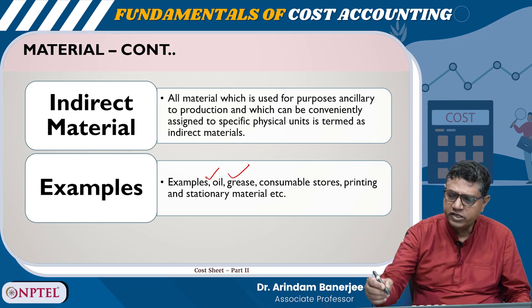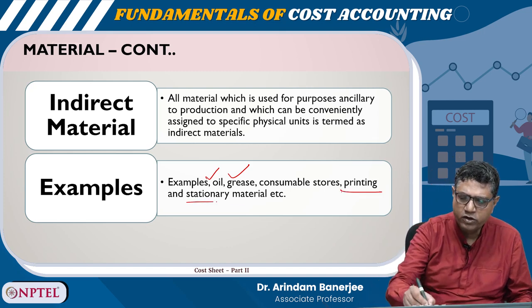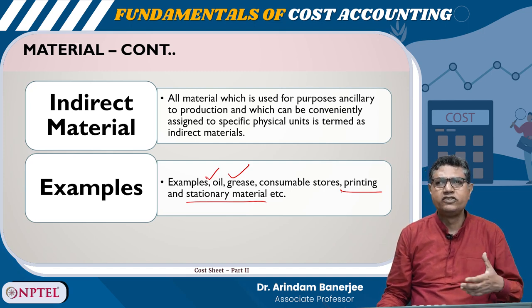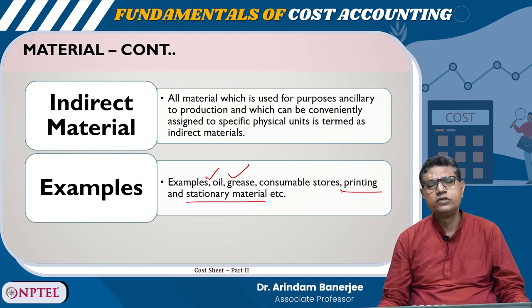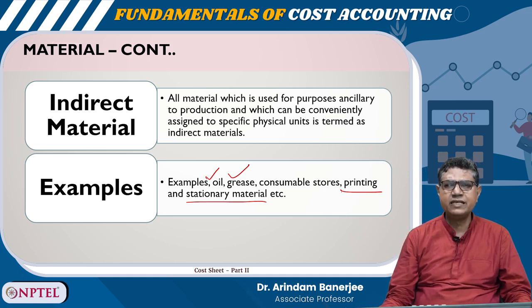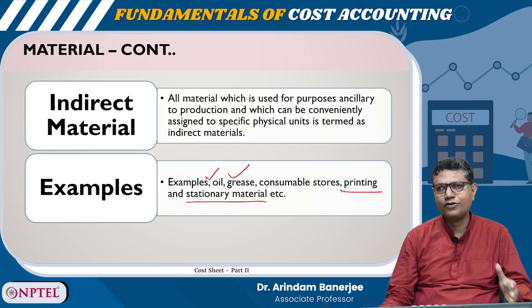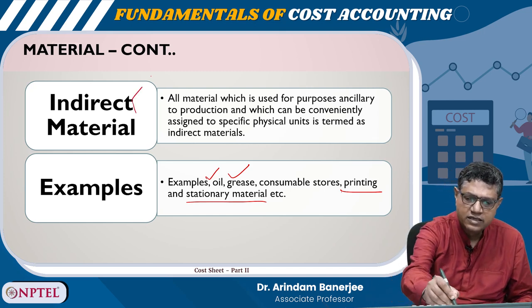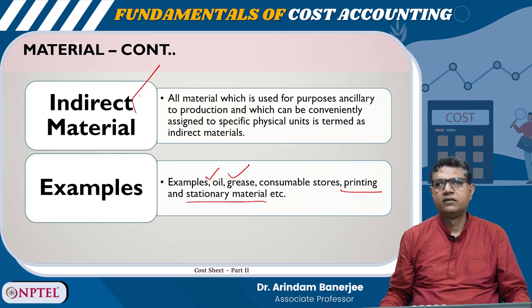Then the printing and stationery. In a company, a lot of stationery is required: notepads, printed invoices, challans, etc. They are used for the purpose of various models. So if a company manufactures 10 different models, it is very difficult to directly assign that cost to a particular model of car. Such an example is called indirect material.